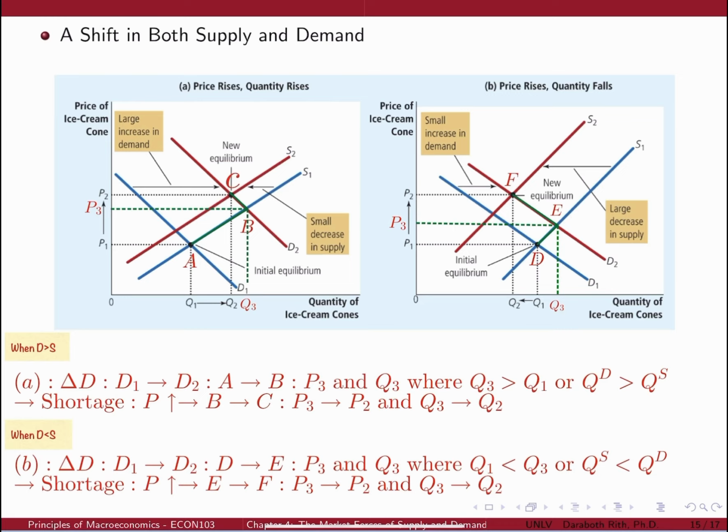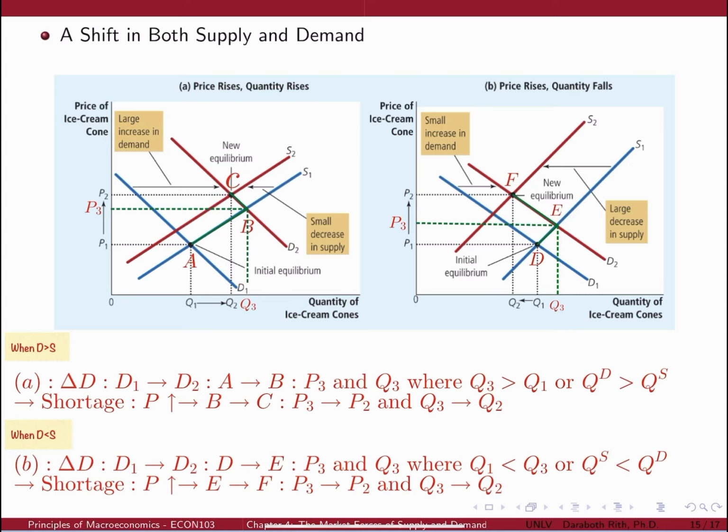So here you need to consider that Q3 is the quantity demanded and Q1 is the quantity supplied. In such a case, quantity demanded is greater than quantity supplied. Then it creates a shortage again, and the price has to go up. As price increases, the supply curve will also increase. So the supply curve shifts from S1 to S2, and it creates a new equilibrium at the D2 and S2 intersection.